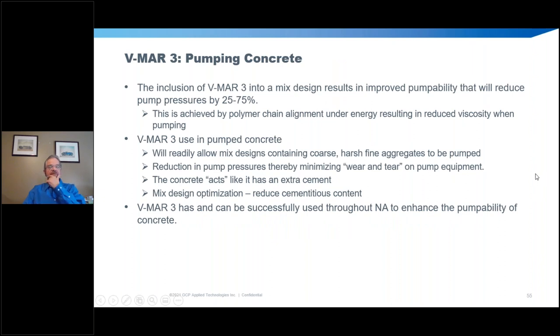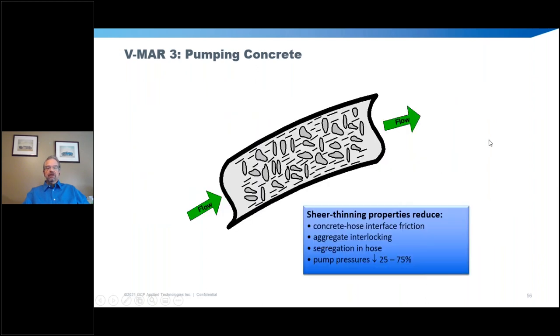So for pumping, the inclusion of a viscosity modifying admixture like VMAR3 can improve pumpability and reduce your pump pressures, sometimes by 25 to 70 or 75%. This is achieved by that polymer chain alignment under energy, which you saw in the previous slide, and I'll show you specifically again. So VMAR3 in pumped concrete will allow the mix design to contain harsher aggregate, and it'll still be able to pump. Or you can use a reduction in pump pressure as well. The concrete acts like it's more creamy, like it has extra cement. So it's important to optimize that mix design though. And this has been used throughout North America on many pump jobs.